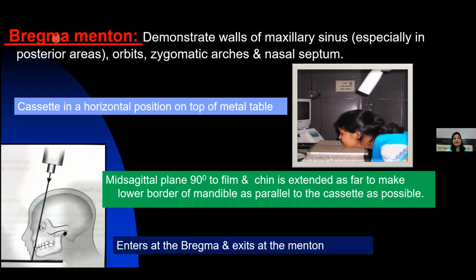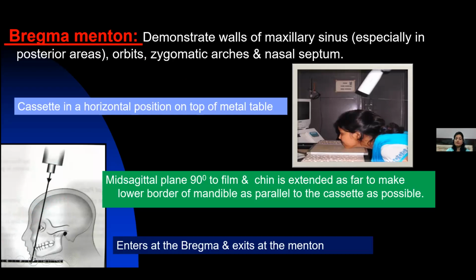Now we come to the central X-ray. The central X-ray is for the bregma menton view. It enters the bregma and exits the menton. So that is called the bregma menton view. What you have to remember: central X-ray is directed through the bregma, exiting the menton. What is the main indication? If I want to see the posterior walls of the maxillary sinus, that is the main indication.